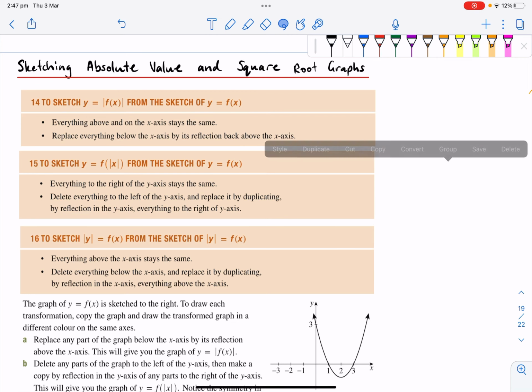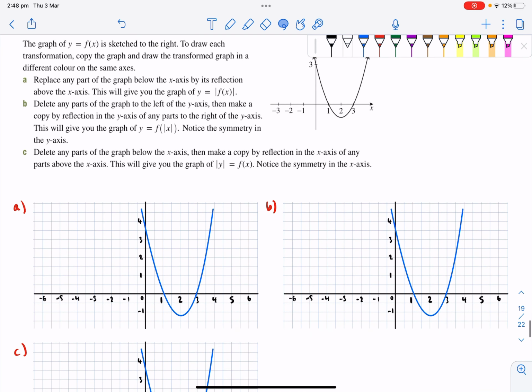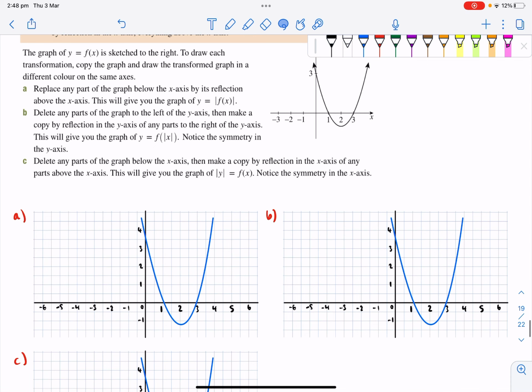Hopefully that's clear. Let's get started on some questions and see how we go. The graph of y equals f(x) is sketched to the right. To draw each transformation, copy the graph and draw the transformed graph in a different color on the same axis. Right now these are all y equals f(x), written in blue on each separate graph. Part A asks us to sketch y equals |f(x)|. It instructs me exactly what to do, but we're just going to focus on this.